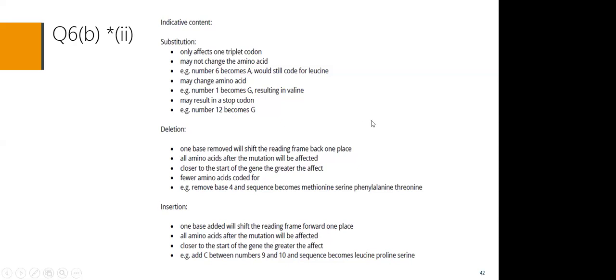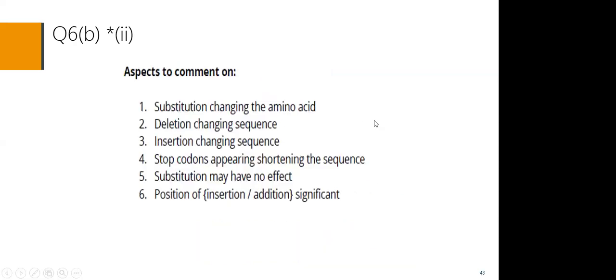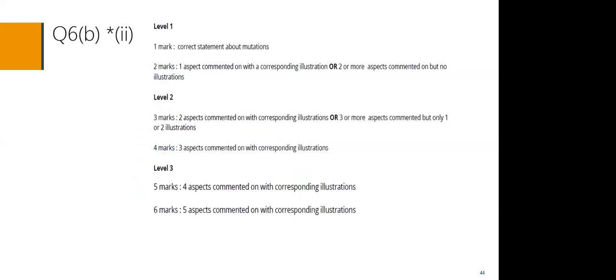I hope that helps. So those are the aspects that they might comment on. A substitution changing the amino acid is the aspect, and then the illustration is the ones that were given previously. A deletion can change the sequence, then an illustration. So it's using the information in the table to answer the question. I hope that makes it a bit clearer.